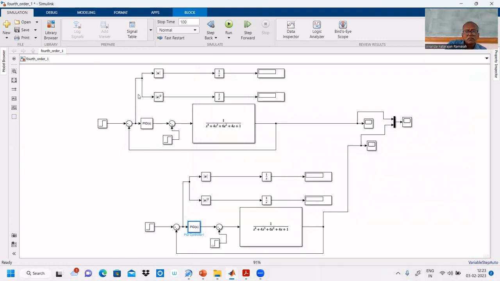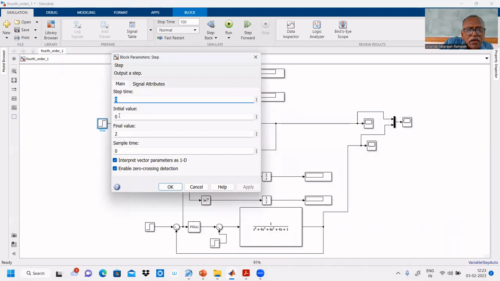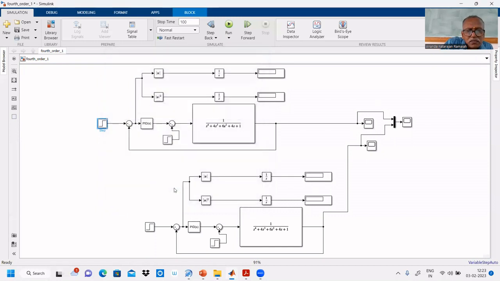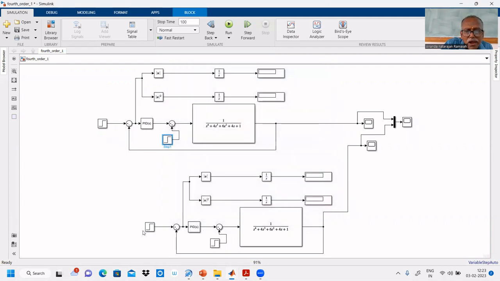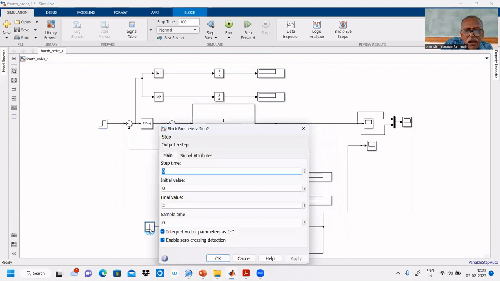So let us simulate. We are giving a step change. Initial value 0, final value is 1.